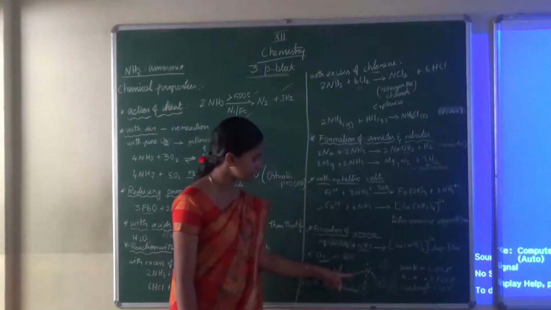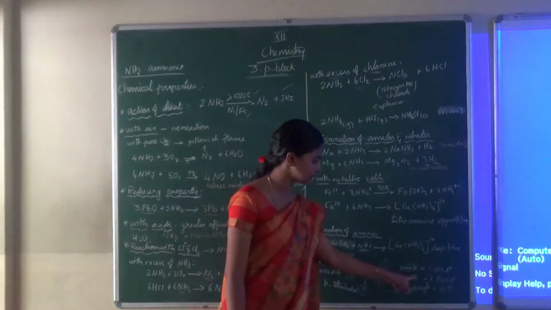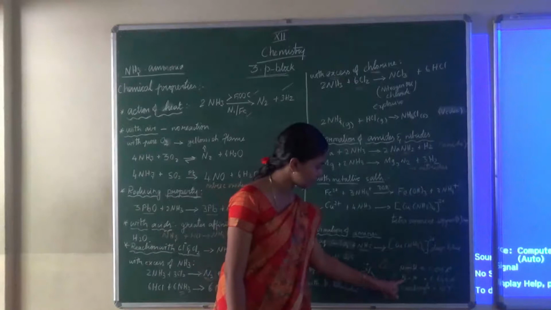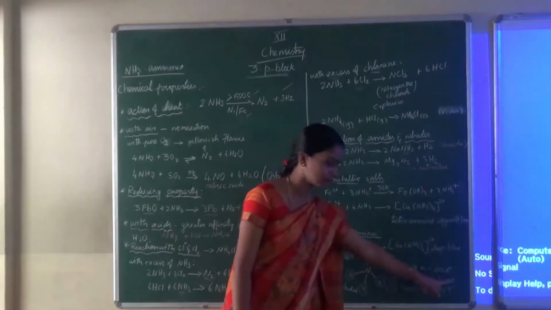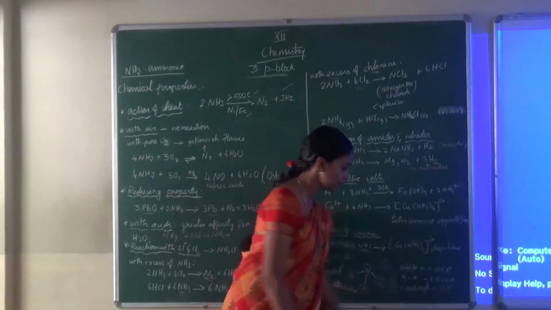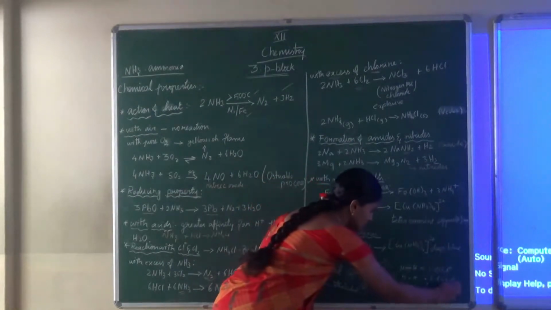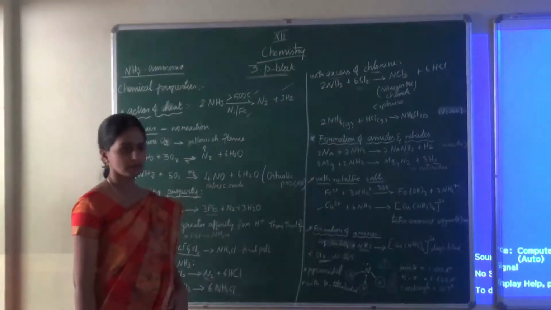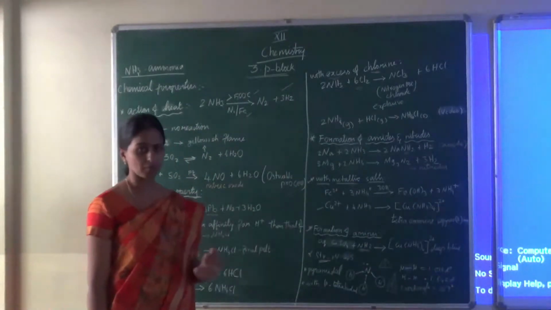The bond distance between nitrogen and hydrogen is 1.016 angstrom, and the bond distance between hydrogen and hydrogen is given in angstrom, and the bond angle is 107 degrees. These are the points about the structure of ammonia. So that's all about ammonia.